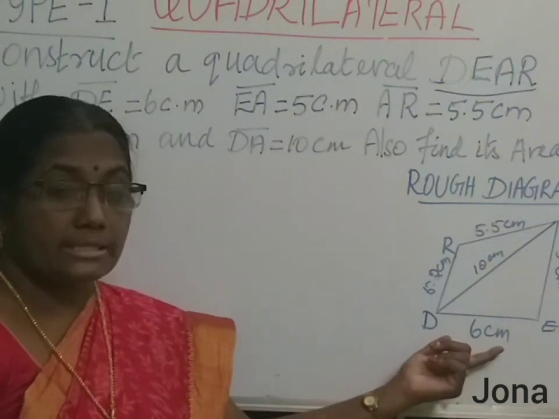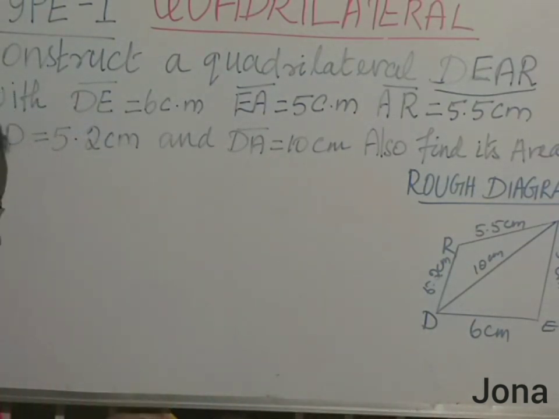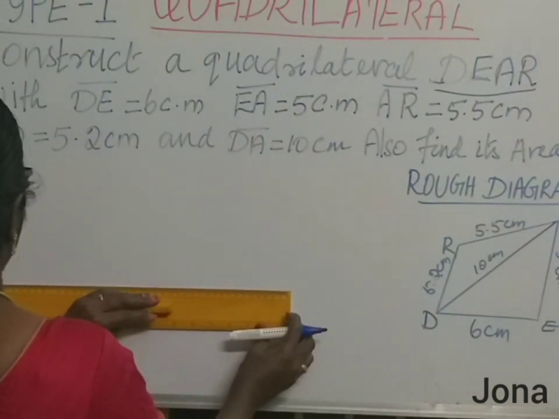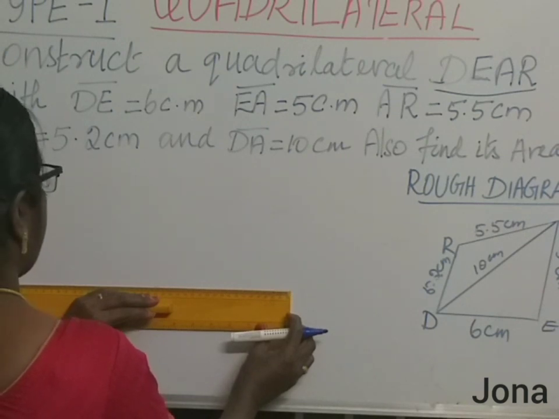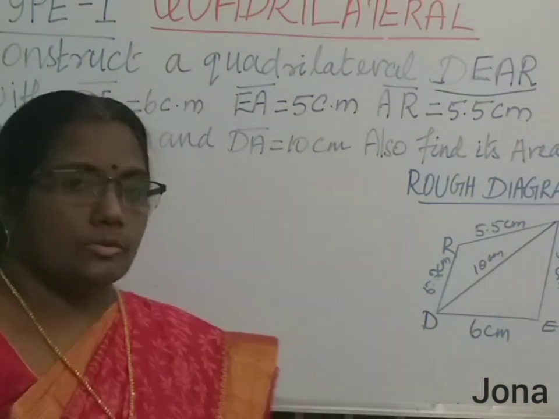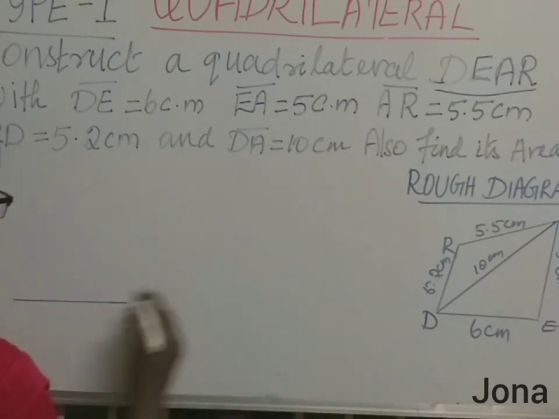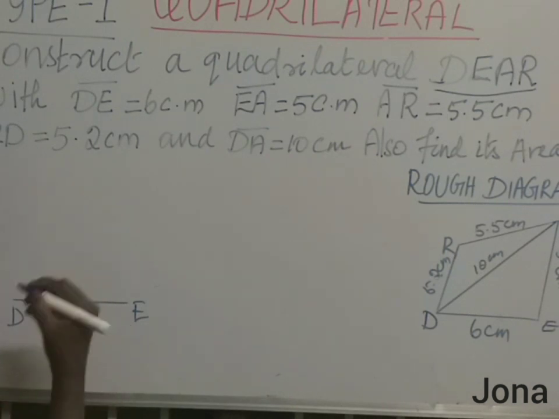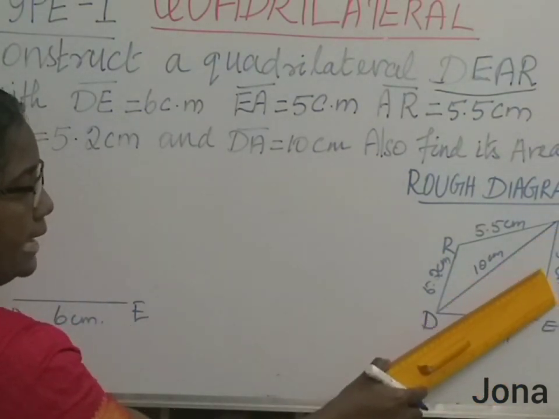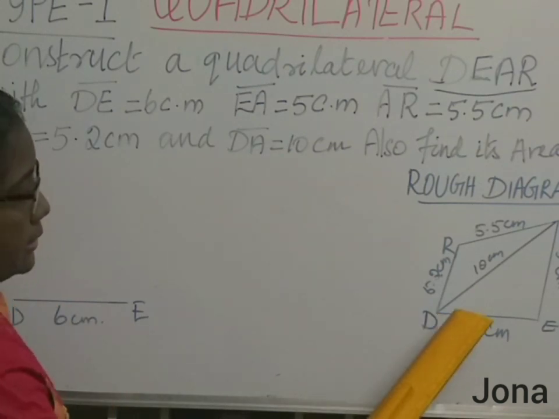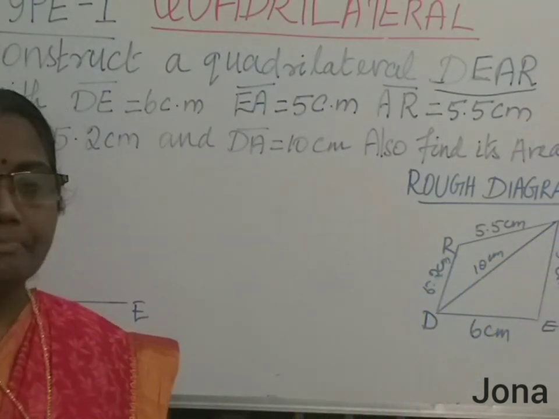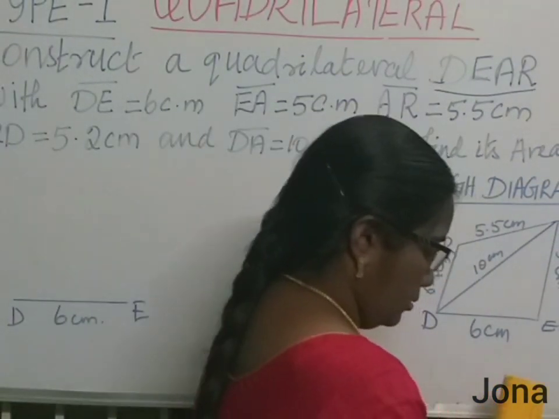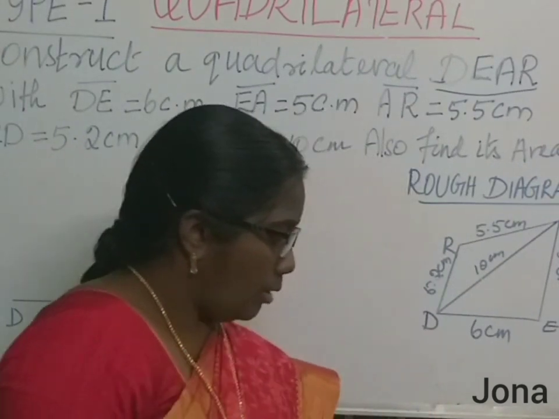So what is the base here? 6 cm. So I want to draw 6 cm here like this. Here this 6 cm is nothing but DE. This is 6 cm. After this we have AE as 5 cm and here DA is 10 cm. For a quadrilateral first we want to draw a triangle. So I want to draw a triangle first there. So how to draw the triangle here?